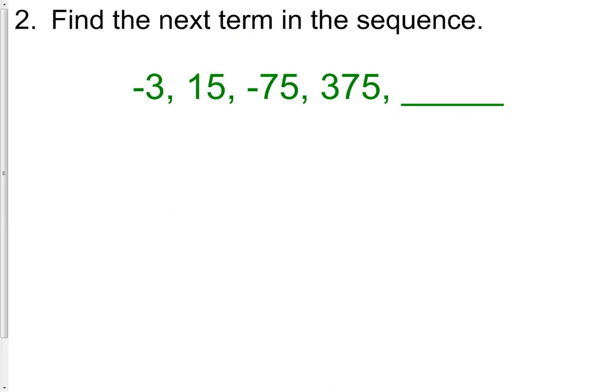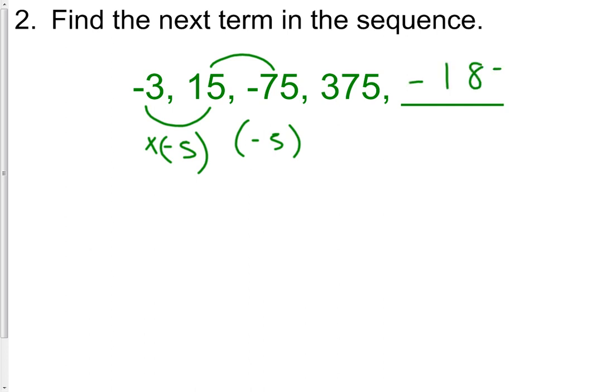Your common ratio is always the number that you multiply by. Don't think divide, think multiply. Number 2, find the next term in this sequence. Well, how do we get from here to here? You have to multiply by a negative 5. So multiply by a negative 5 to get to negative 75. And so what's 375 multiplied by a negative 5? Negative 1875. Multiplying each term by a negative 5.